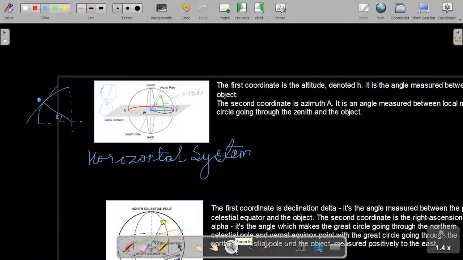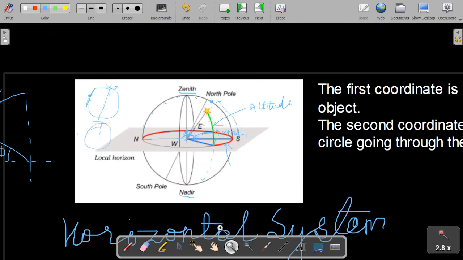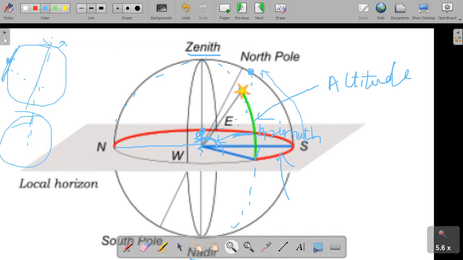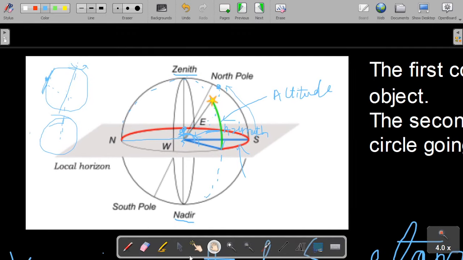Okay, so now we move to the horizontal and equatorial coordinate system, and this is where the chapter actually starts from. So let us define some terms in the horizontal coordinate system. Firstly, the horizontal coordinate system is based around you, the observer. The zenith is the point directly above you, and the nadir is the point directly below you. These points you can say are the poles of the horizontal coordinate system.